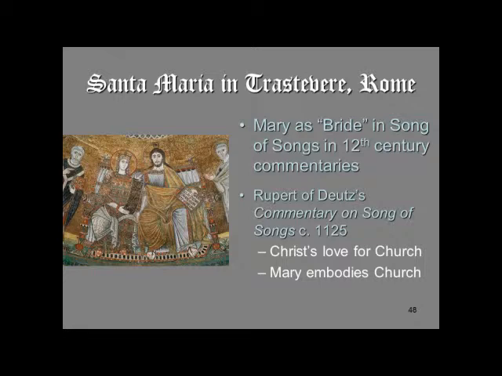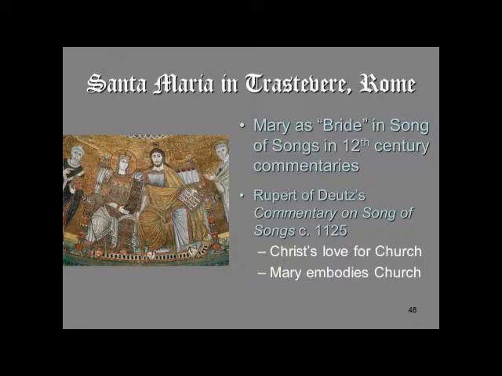Rupert of Deutz is prolific, he writes a lot of things. He's a prolific Benedictine theologian from the monastery at Deutz, which is near Cologne in Germany. And that's the first commentary identifying Mary with the bride of the Song of Songs. It's fairly quickly followed by a Burgundian theologian, Honorius of Autun, who also identified Mary as the bride in the Song of Solomon.